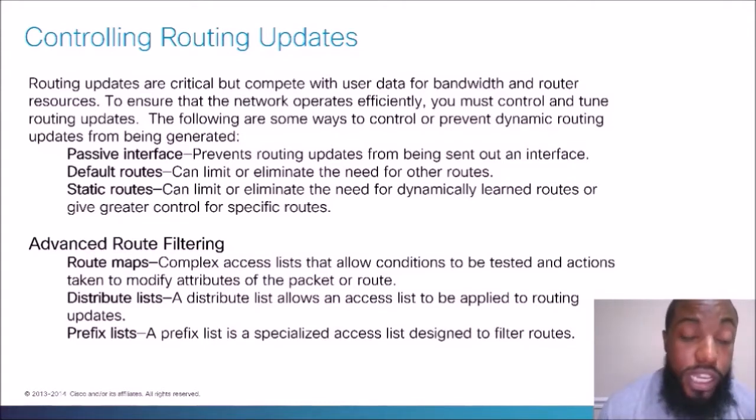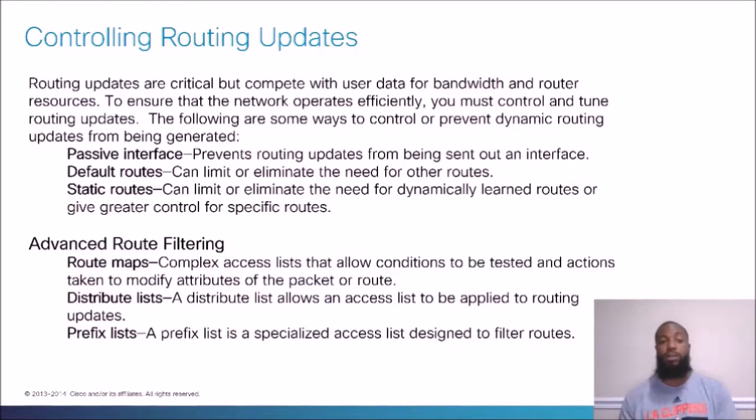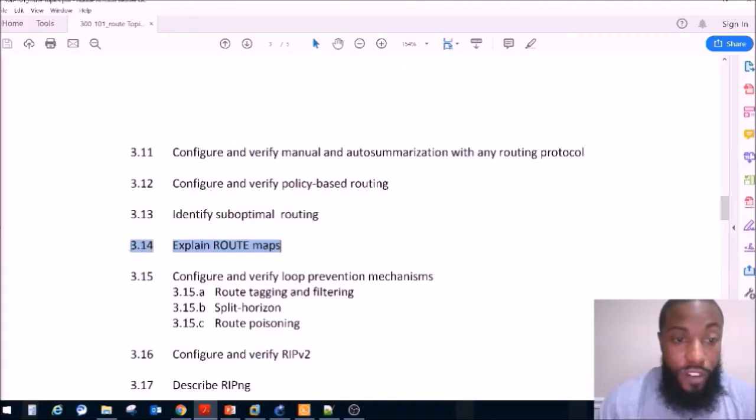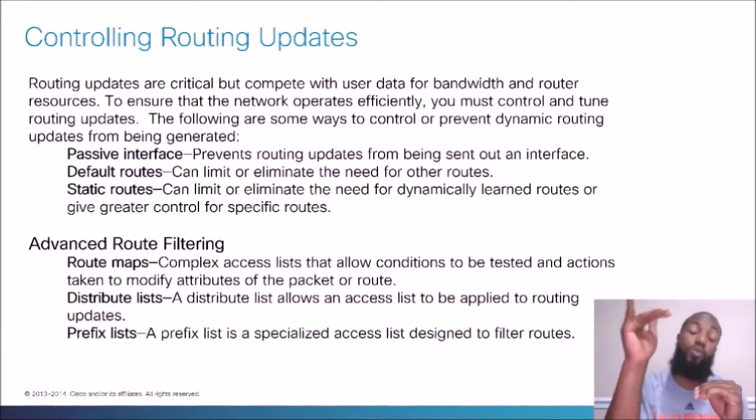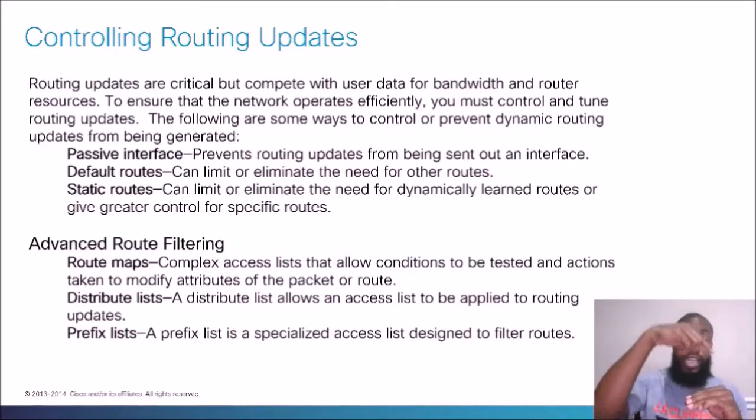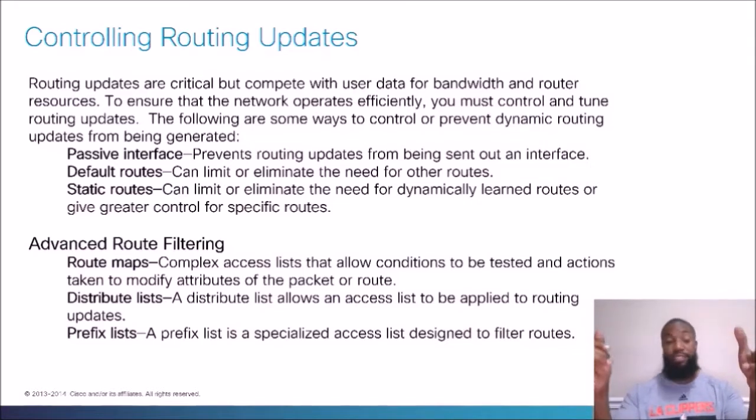The bottom 3 are the advanced ways to filter routes. Route maps, we are going to do a video on that. I believe that's section 3.14, explain route maps. And distribute lists. The distribute list allows an access list to be applied to routing updates, but we also use the distribute list to distribute route maps, access control lists, like we did in the last video, or prefix lists. So remember, you create the route map or the ACL or the prefix list, and then you distribute it.